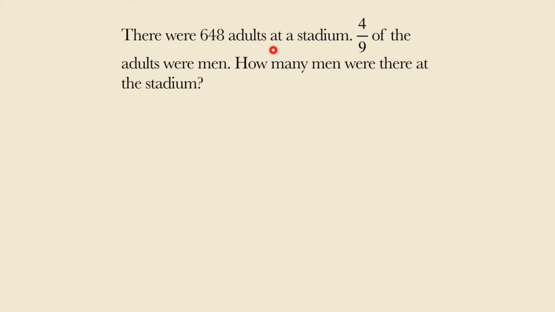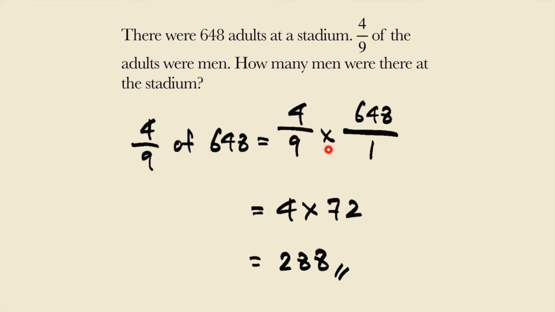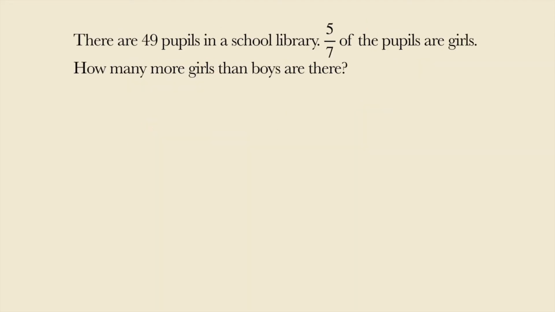There were 648 adults at the stadium. 4/9 of the adults were men. How many men were there? Okay, we are interested in this fraction being men, right? So 4/9 of 648, and "of" as in multiply. So simplify diagonally. Okay, that's 4 times 72. That's 288 actual men.